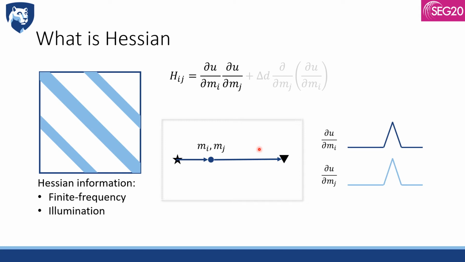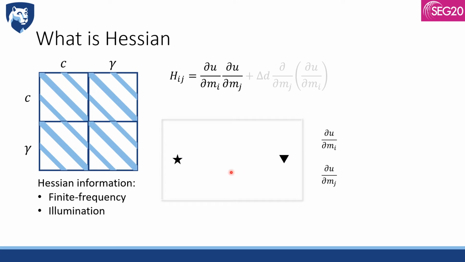So far, we have only discussed the monoparameter case. So what about the multiparameter FWI? For example, in the viscoacoustic case, if we consider both velocity c and the attenuation gamma, the Hessian matrix will have a 2 by 2 block structure. The diagonal blocks are pretty much the same as the monoparameter case. Let's focus on the off-diagonal blocks.